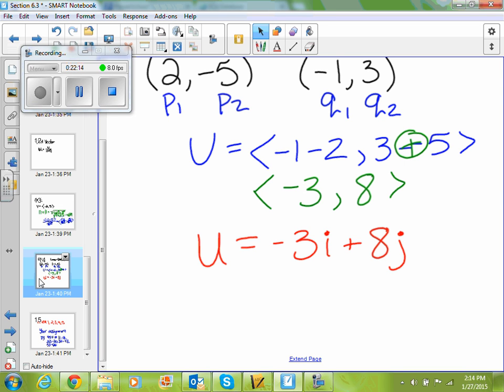Okay, so that's all. When it tells you to do linear combination, all I want you to do is put an i with your first term, j with your second term, and put a plus sign in between them. Deal?